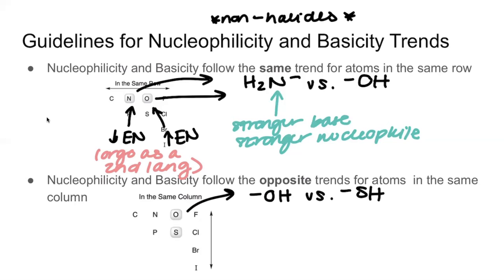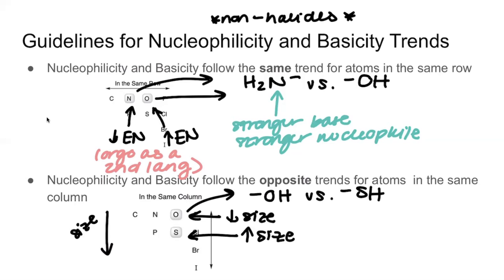So remember that size is going to increase generally going down the periodic table. Oxygen is going to be slightly smaller in size than sulfur. And so sulfur is larger than oxygen, and larger atoms are going to be more stable with negative charges. Therefore, they're going to be weaker bases. So if this is the weaker base, then OH minus must be the stronger base. Remember, follows opposite trends in the same column. So in this case, SH minus is actually going to be the stronger nucleophile.